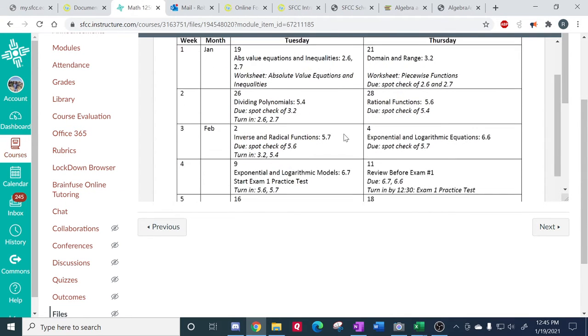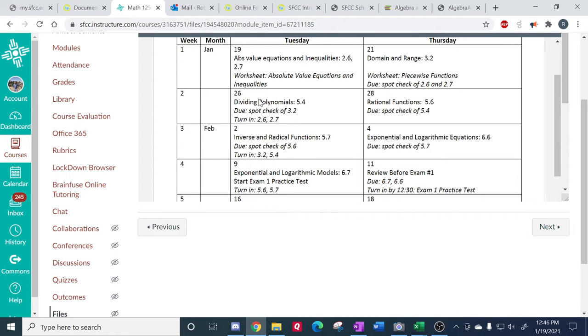But let's look at the schedule for the first couple weeks. Today we're going to be covering 2.6 and 2.7. You're not going to be turning in 2.6 and 2.7 until a week from today. But it doesn't mean that you get to wait until a week from today to start doing 2.6 and 2.7. Notice Thursday, 2 days from now, you have a spot check on 2.6 and 2.7. So what does it mean that there's a spot check? It means you have to have at least 75% of each of those sections done and uploaded into the spot check of 2.6 and 2.7.